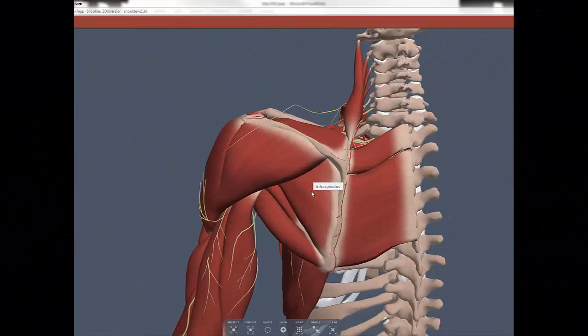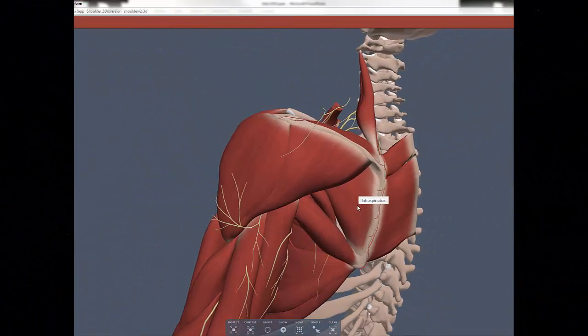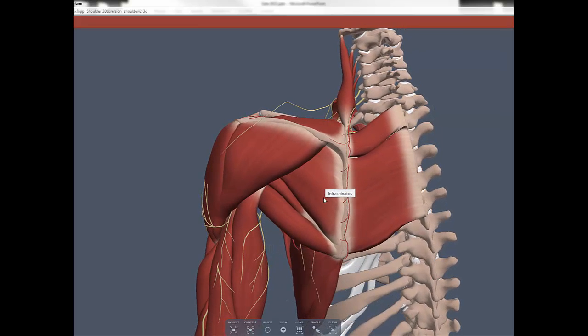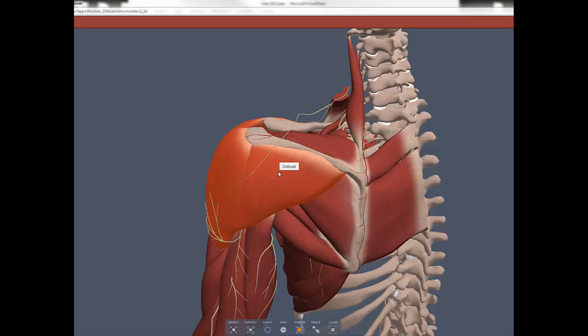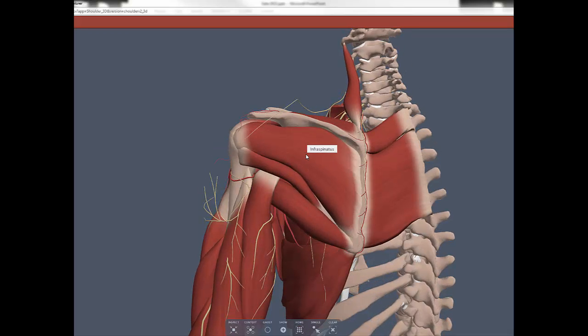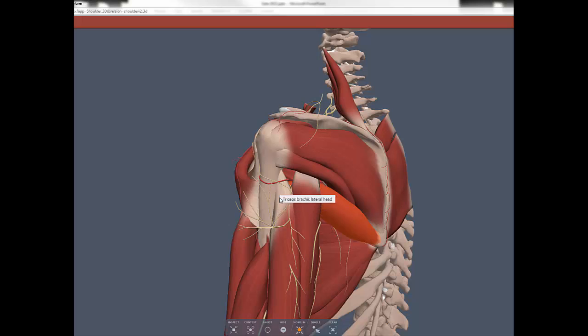Okay, so let's have a look at what this looks like with Anatomy TV. Here's our left shoulder from posteriorly. We already know some of these muscles here. Let's go ahead and remove the deltoid. Okay, deep to the deltoid we can now see your infraspinatus, the teres minor, long head of the triceps brachii, the teres major, rotate this a little bit, and here is the lateral head of the triceps.